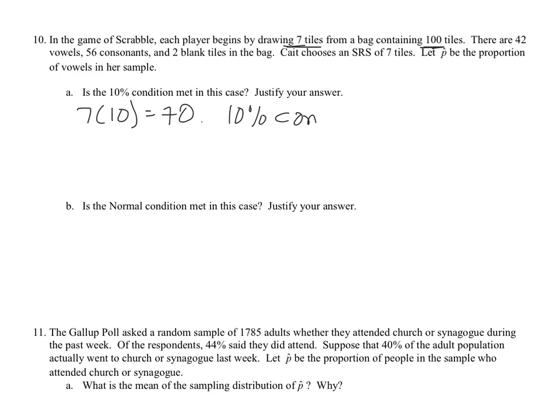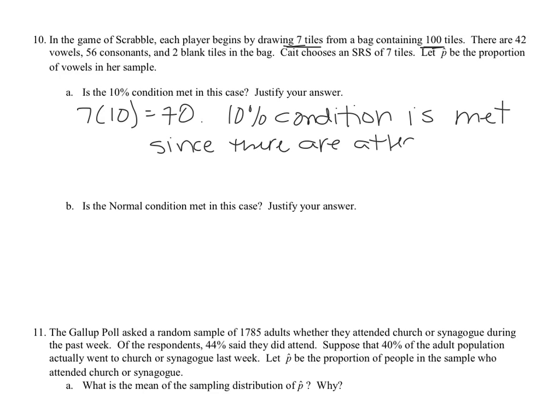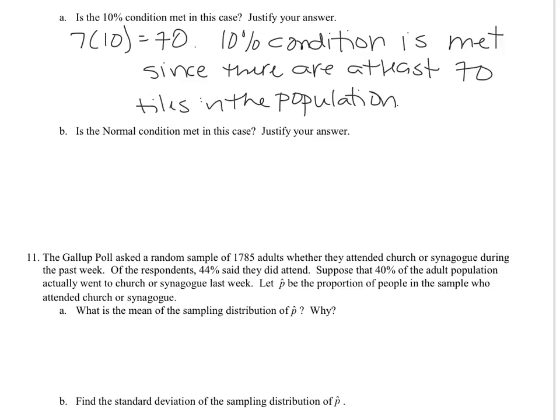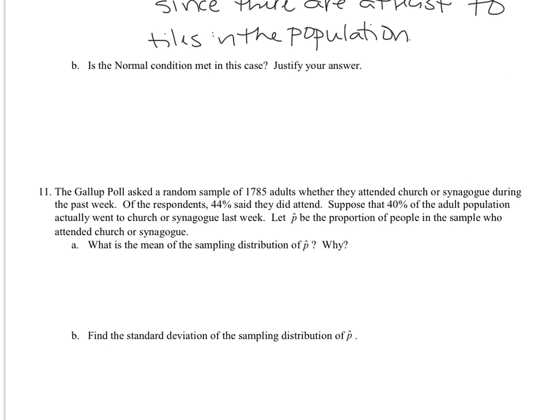10% condition is met since there are at least 70 tiles in the population. Right? Other ways you can write it, I just like to use kind of the same language each time, so that way when I come to a problem like that, I know what to do.